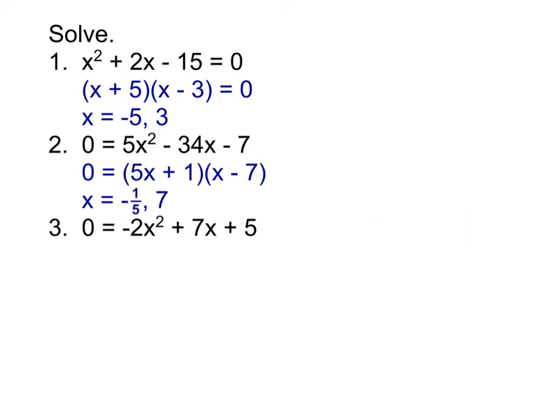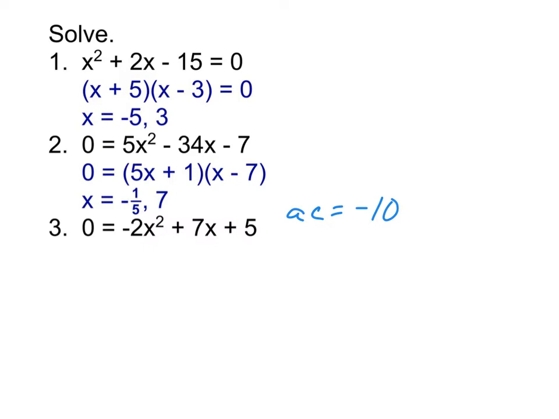Or if you prefer, negative 0.2 would also be fine there. Although I do like the fraction. It's got a little bit more style to it. All right, and then for number 3. Well, again, we have a number out in front of the x squared, and we can't just divide everything by that number. So I've got to figure out what a times c equals. So ac in this case is going to be negative 10, because we do negative 2 times 5. And so I need two numbers that add to 7 and multiply to negative 10.